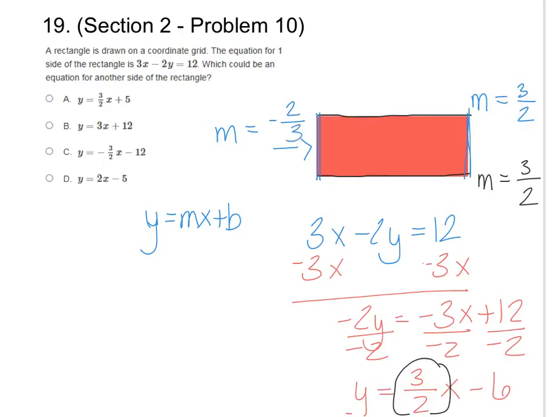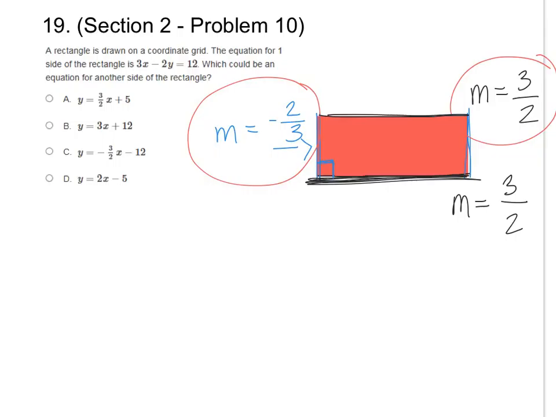So if this is the given side of the rectangle right here, and again that has a slope of 3/2, if I want to find another side of the rectangle, I could find a slope of 3/2, that would be the side that's parallel, or I could find a slope of negative 2/3, and that would be the side that forms the 90-degree angle with that side of the rectangle. So either of these two slopes would work. So that's what I'm looking for. All right, so I've circled the two slopes that would be possible answers. Negative 2/3 would be perpendicular to the given line, and 3/2 would be parallel to the given line.